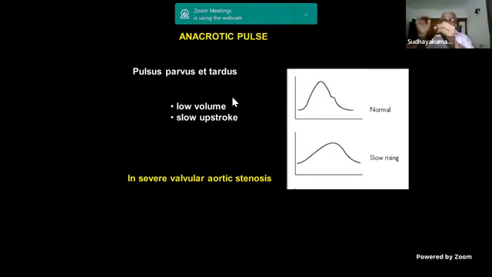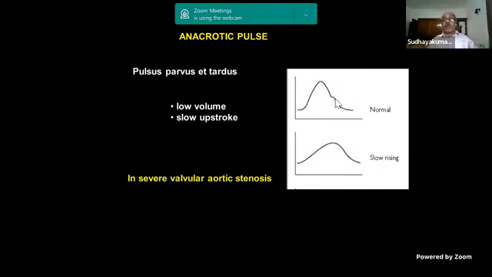Because of the obstruction, the left ventricle cannot empty very fast. Even though it can generate the pressure, the aortic valve doesn't permit the completion of the ejection. So the ejection is slow. So you find a slow upstroke and the peak of the pulse is quite delayed because it takes a longer time. If you have the simultaneous LV tracing, you find that the aortic peak occurs much later than the LV systolic pressure peak. Okay, that is the low volume, but more important is the slow upstroke.